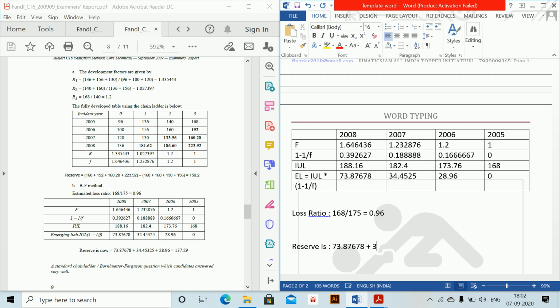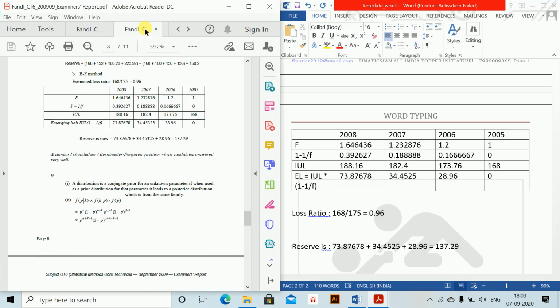And the reserve is therefore 73.87678 plus 34.4525 plus 28.96, which is equal to 137.29. Okay, so this is a Bornhuetter-Ferguson question, which is a very normal question which can be answered this way only. So there is no issue on this. Okay.